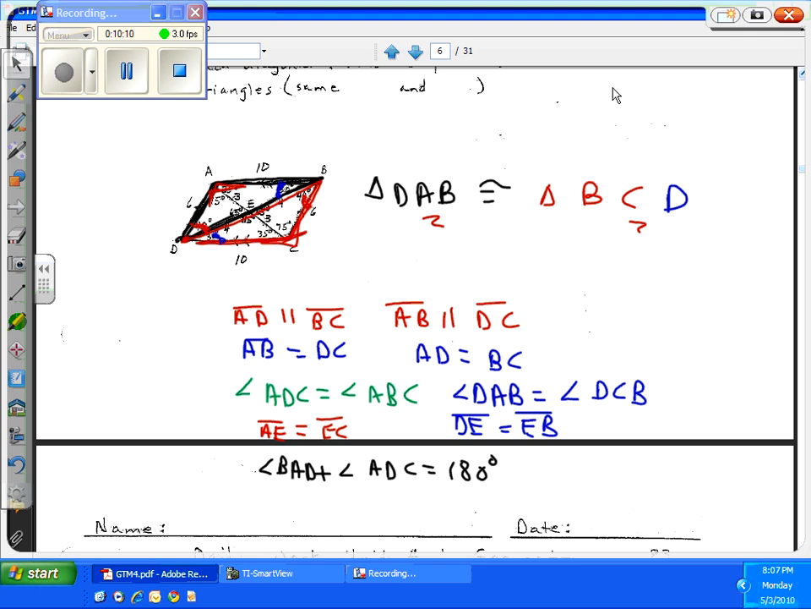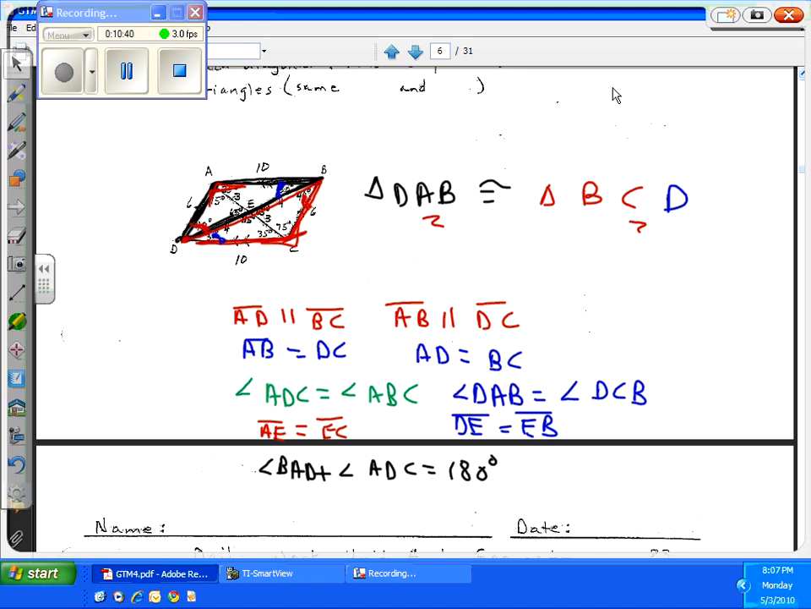So a parallelogram is a quadrilateral with both pairs of opposite sides parallel. There's 6 properties of all parallelograms. Both pairs of opposite sides are parallel. Both pairs of opposite sides are equal. Both pairs of opposite angles are equal. Consecutive angles are supplementary. The diagonals bisect each other, and each diagonal forms a pair of congruent triangles.